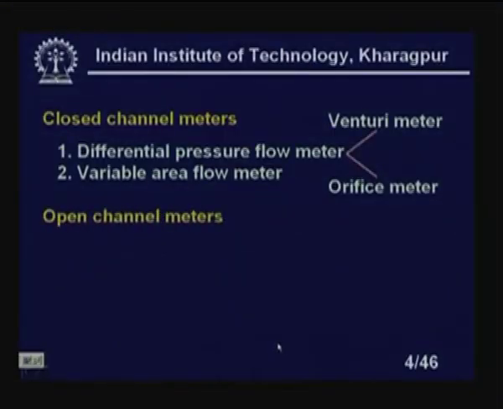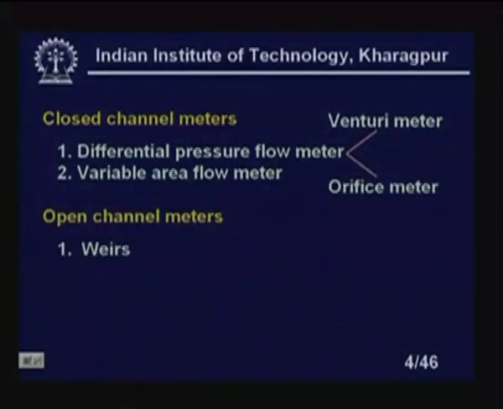Then, in some situations we need to measure flow in an open channel. One good example is irrigation. If I want to know the velocity of the fluid, by which we can calculate the total quantity of liquid used for irrigation, that is an open channel situation. In open channel meters, we basically have two types. One is the weirs.